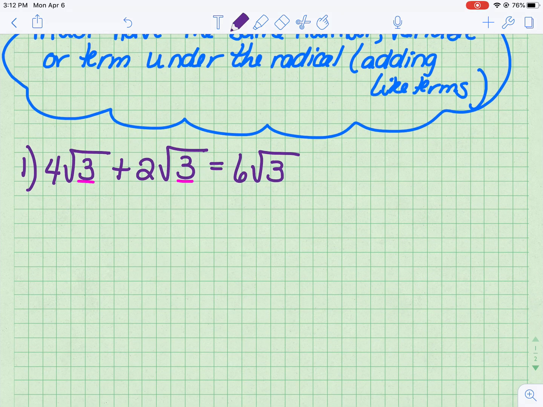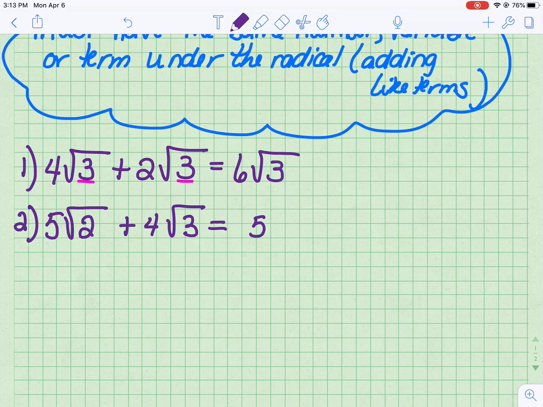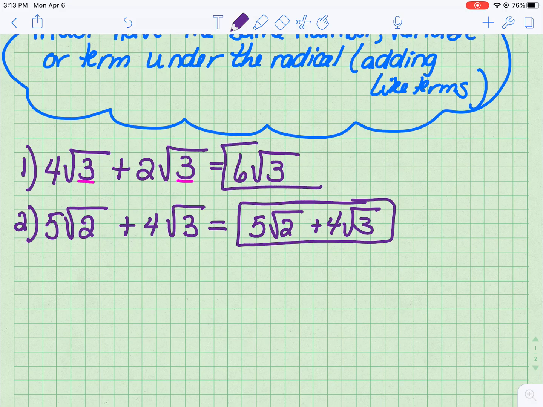Now that works, but if you look at number 2, 5 root 2 plus 4 root 3, you can't do anything with these. You can't add a root 2 and a root 3 together. They're not the same. I'll refer back to my weird example. They're not the same prisms. You can't put these groups together when we add. And so this would just stay 5 root 2 plus 4 root 3 because they're not the same thing. We can't add them together. So that's the simplified form for that one. And for number 1, it's 6 root 3. So if you look at the difference there, we're going to go through a couple of these.